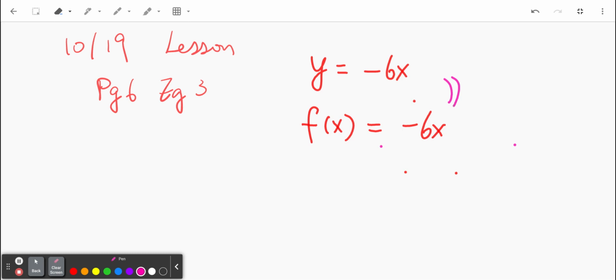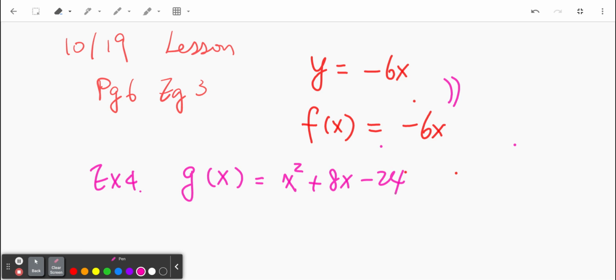So, by knowing that, let's take a look at example 4. We have a function g(x) equal x squared plus ax minus 24. So the question is, what is g(6)? What does that mean? So do I just plug it in? That's right. So basically, the function here is y equal x squared plus ax minus 24.